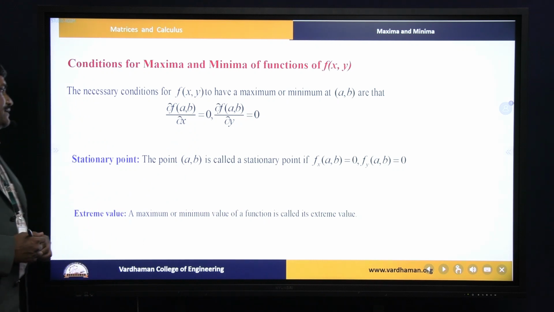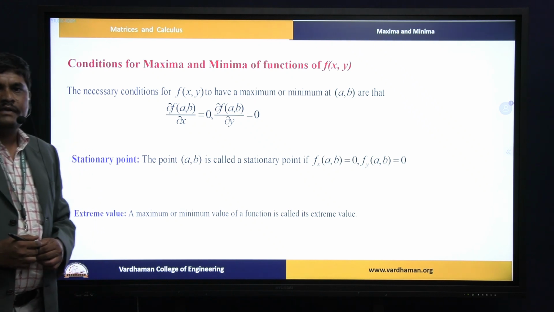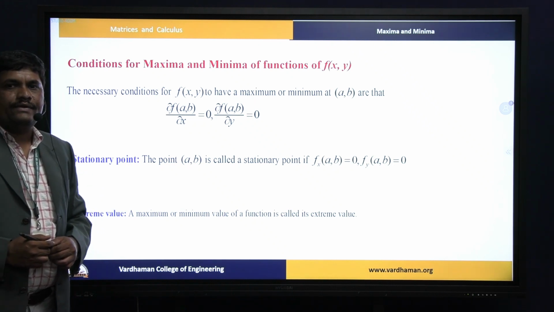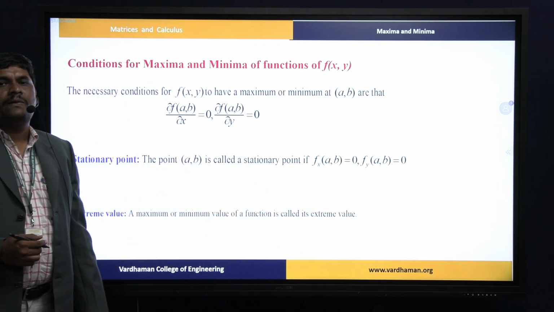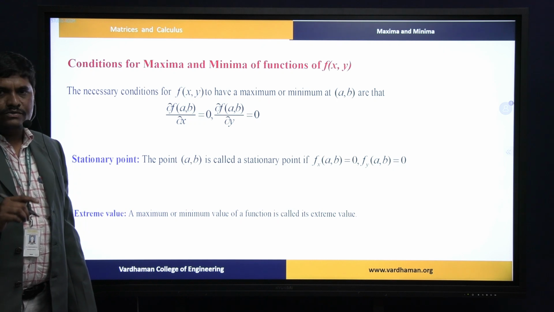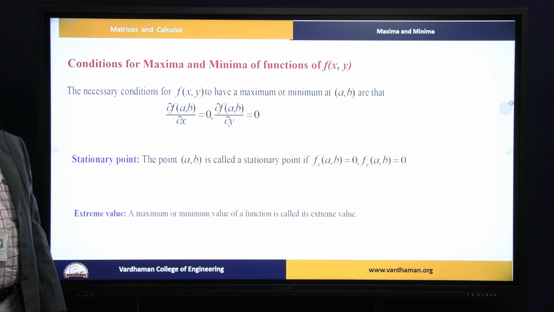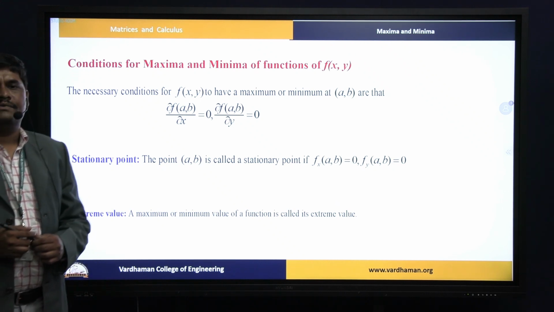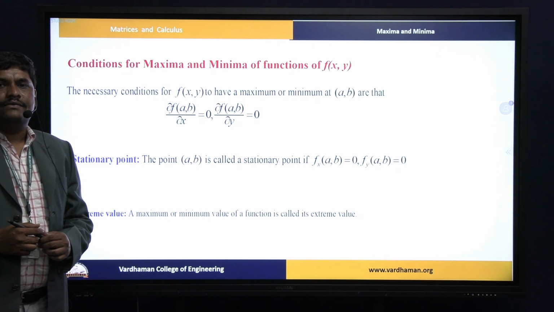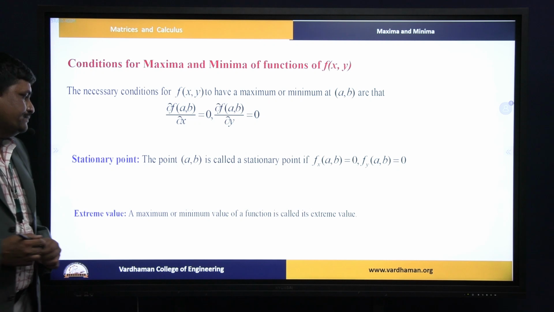What is a stationary point? The point a,b is called a stationary point if fx of a,b is equal to 0 and fy of a,b is equal to 0. The first partial derivatives with respect to x and with respect to y at that point a,b are equal to 0. What is an extreme value? A value is said to be an extreme value if it may be a maximum or minimum value.